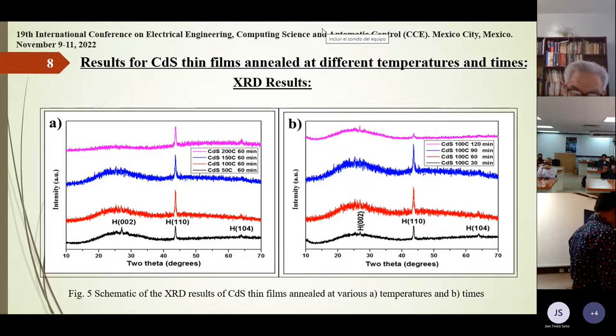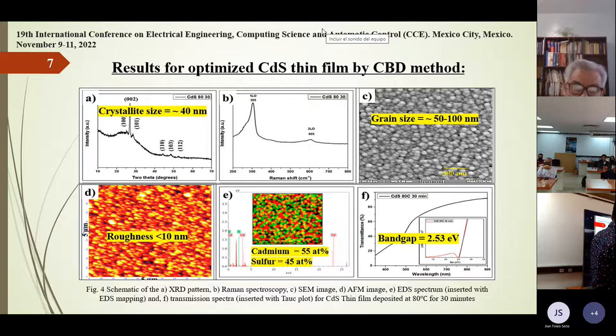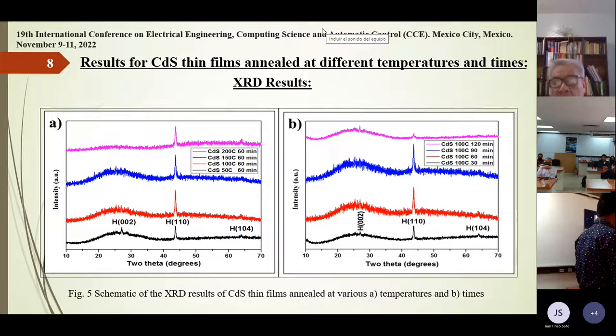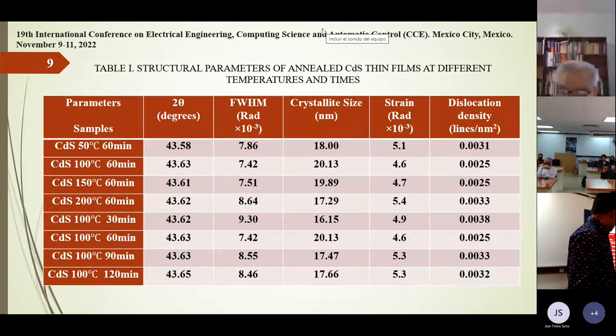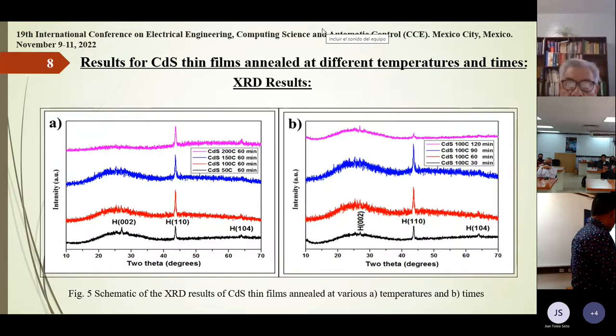We have found that the preferential orientation before annealing, as I can show you again in the previous slide, is 002 at 26 degrees. After annealing, the preferential orientation changed from 002 to 110, and the intensity of this peak increases with increasing time and temperature, except for the CdS sample at 100 degrees Celsius for 120 minutes. All these peaks are related to the hexagonal crystal structure of CdS, which is more stable than the cubic structure.